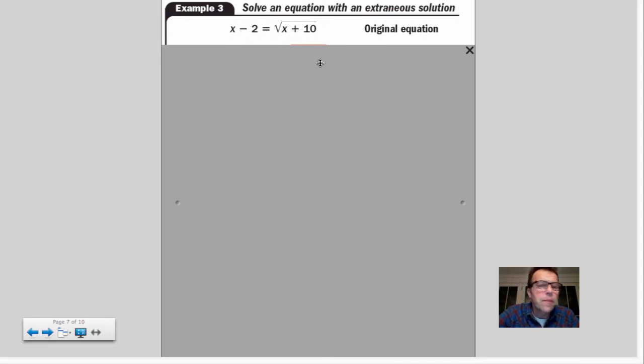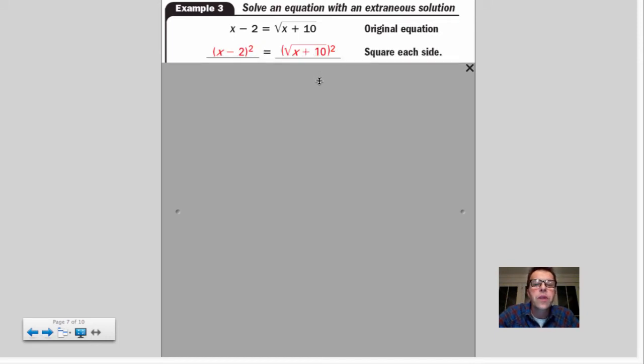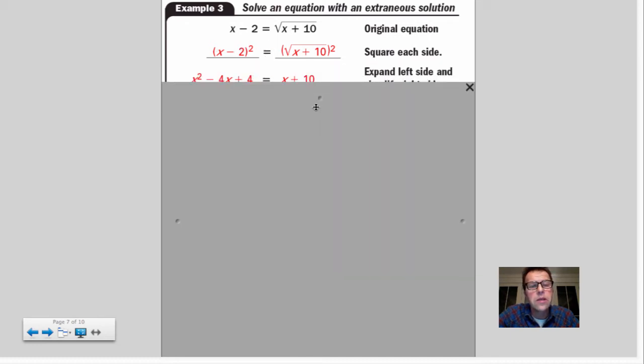So our first step, hopefully you're screaming at the computer, hey, we're going to square both sides. And that is indeed correct. Be careful here. X minus 2 quantity squared is x squared minus 4x plus 4. Don't forget there's that middle term. And very nice here on the right side, which looks like the harder one, just the radical, the square root and the square cancel, you're left with x plus 10.